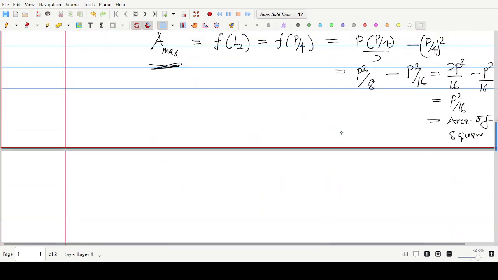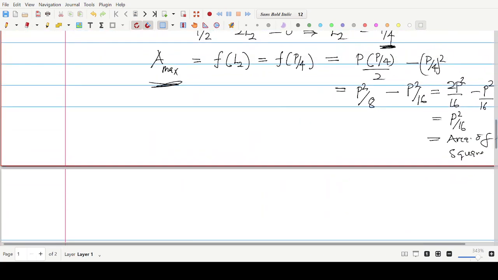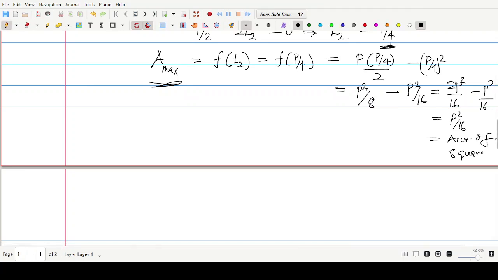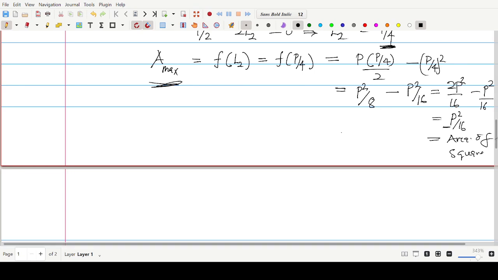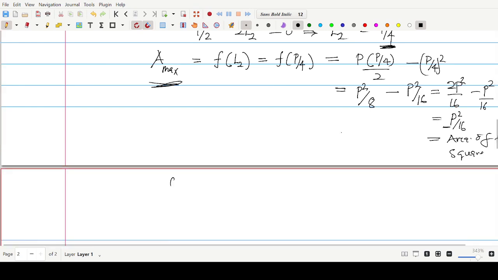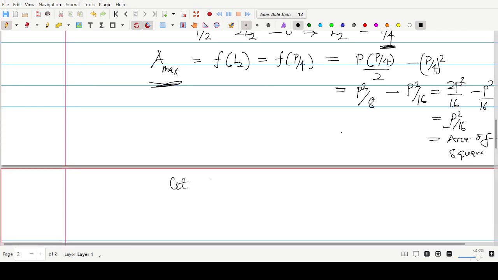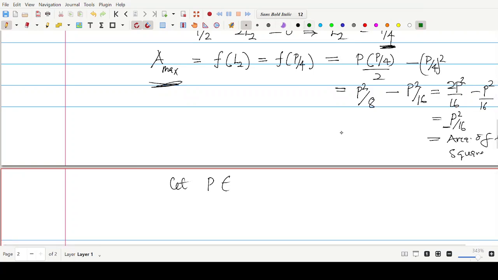So let's continue the problem. Now we can say, in this case, since this is an area and this is the maximum area, look at it over here. Let me change to my pen now. Since this is the maximum area we have established, let's say P be an element of this set called entity.